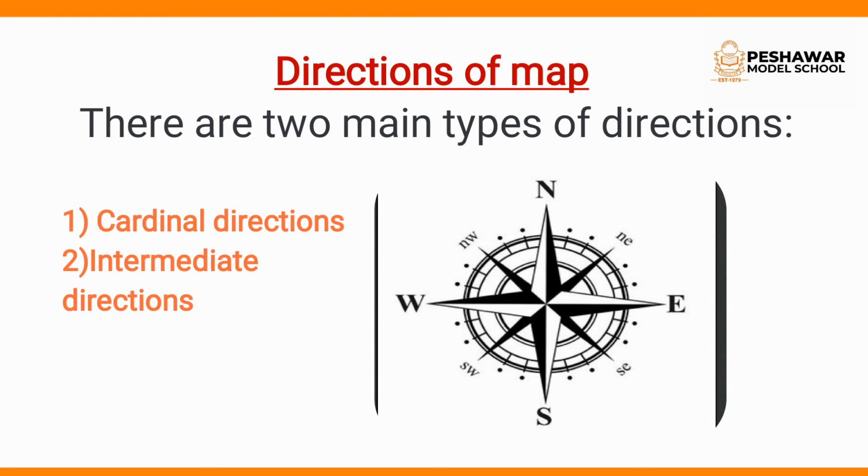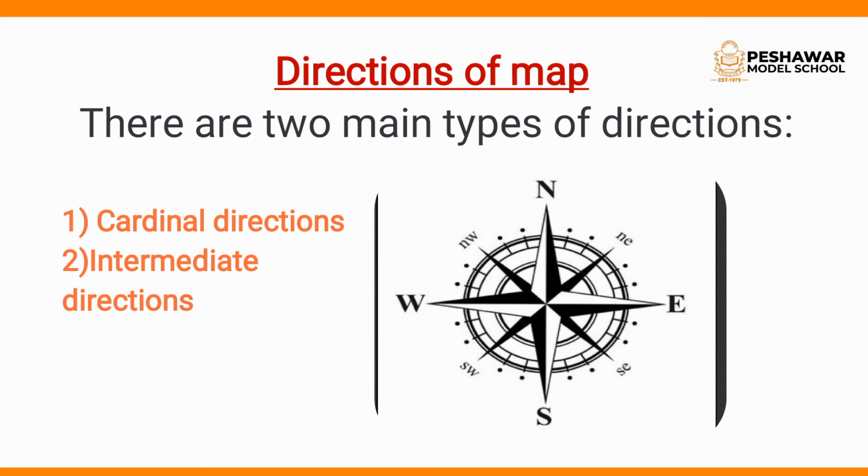For example, look at the north and east directions. North and east are the two main directions, and in between them is the intermediate direction, written with a small n and a small e. Similarly, look at the other two main directions, east and south. In between them is SE, the southeast direction. In between west and south, the main directions, is SW, S for south and W for west.